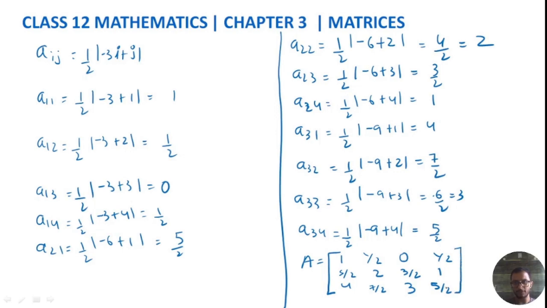This is our required matrix. So this is how our 3 cross 4 matrix with the condition given as Aij equals 1 by 2 modulus of minus 3i plus j will look. So we are done, right? We had found the matrix which was required.